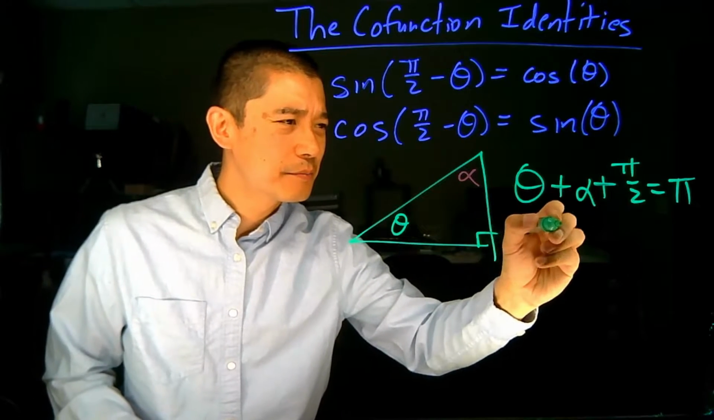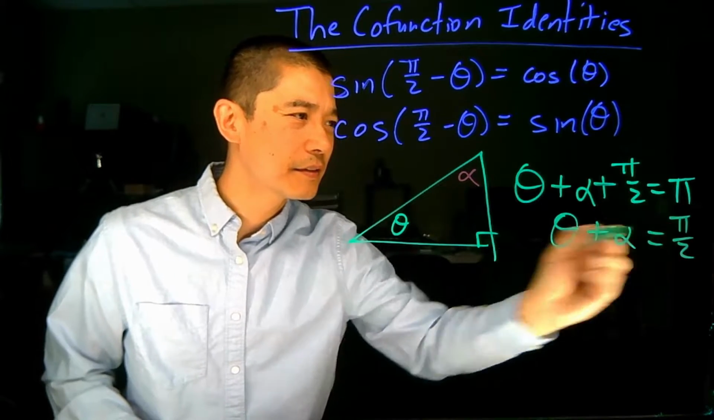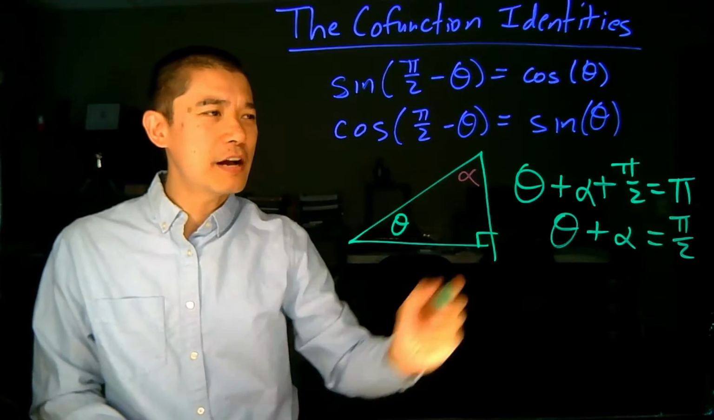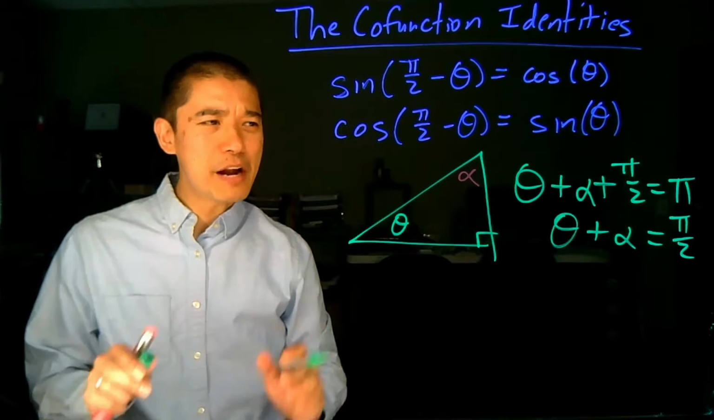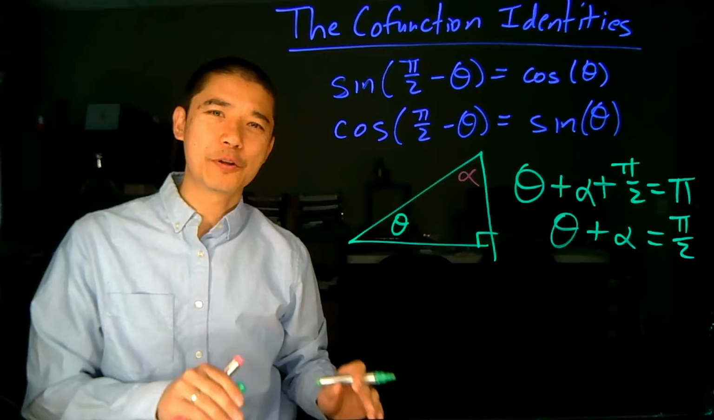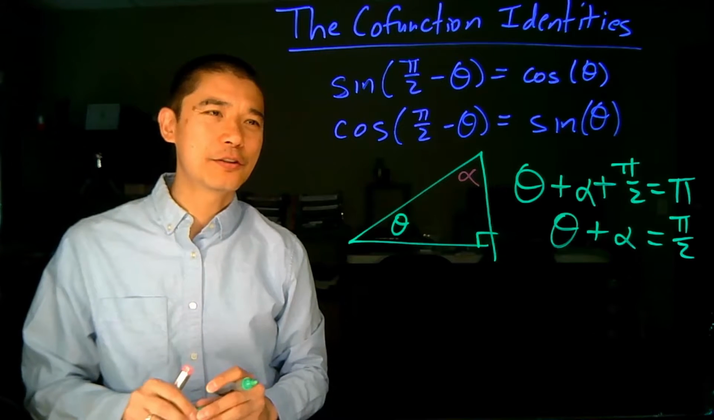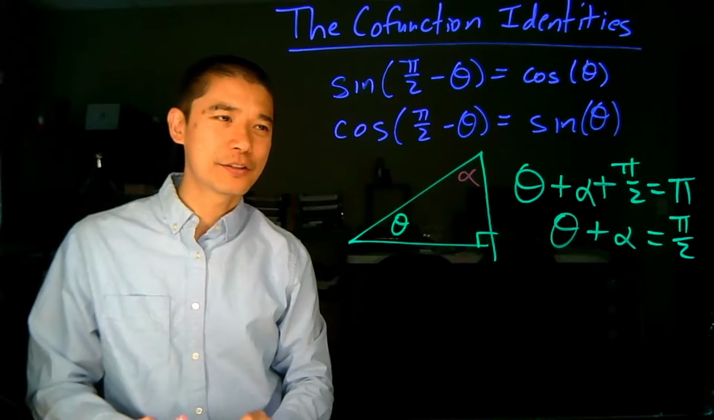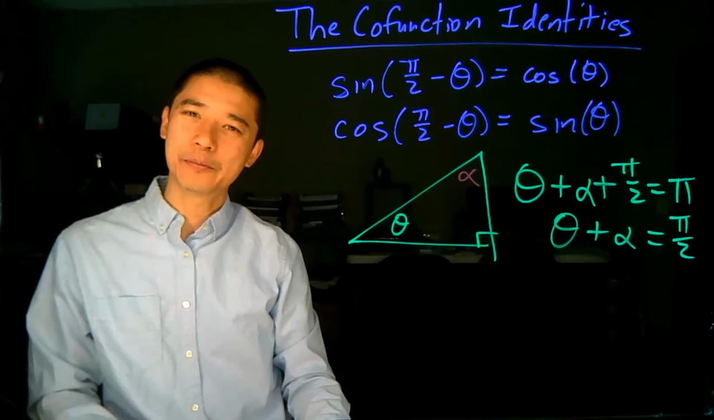Let's rearrange this. Let's subtract off the pi over 2 from both sides. Theta plus alpha is equal to pi over 2. Now remember, pi over 2 is 90 degrees, and you might remember that there's a word associated with two angles that add up to 90 degrees, add up to a right angle. These are known as complementary angles. And so this formula right here tells us that theta and alpha are complementary angles.